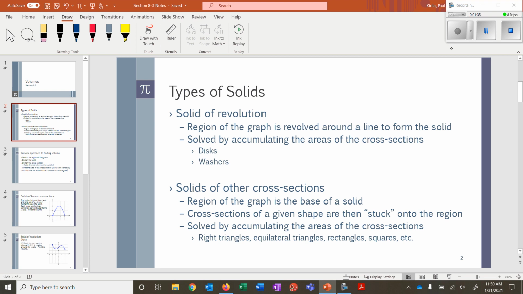And we solve these by accumulating the areas of the cross-sections as well. But in this case, we're going to be having cross-sections that are like right triangles, equilateral triangles, rectangles, squares, etc.